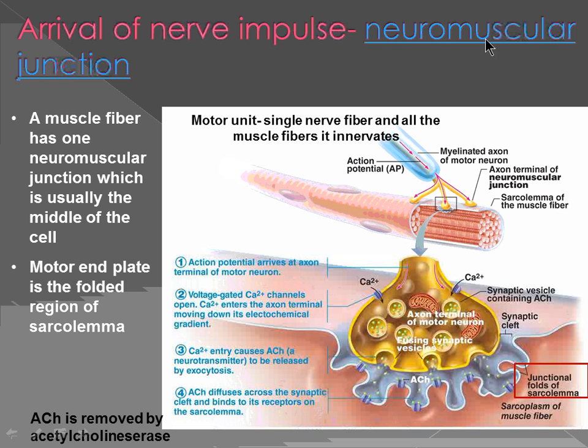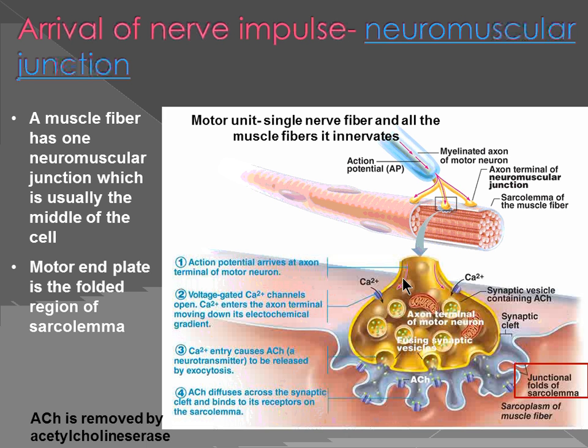So now let's look here. You can see here, this is showing you a motor unit, a single nerve fiber and the muscle fibers that it innervates. When this nerve fiber comes towards a muscle fiber, so we are looking at just that portion, it dilates at its end. That dilated part is known as the axon terminal. The dilated portion of that nerve is known as the axon terminal, which is what is shown over here.